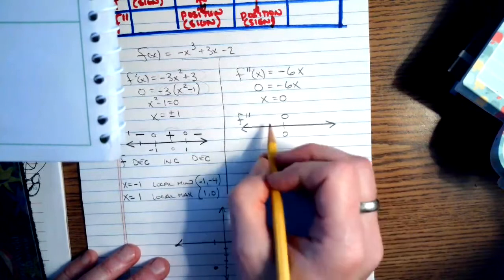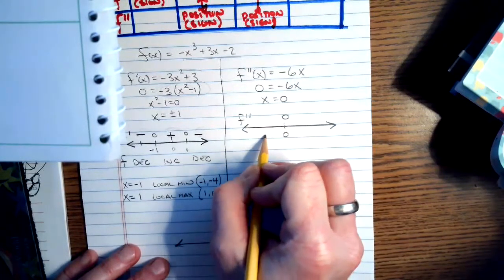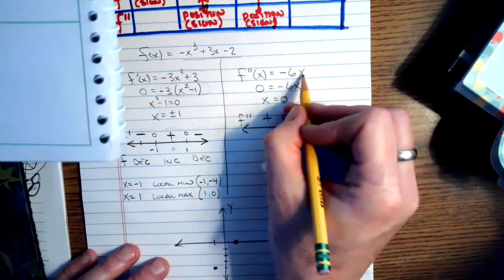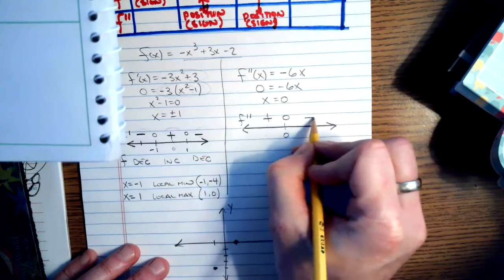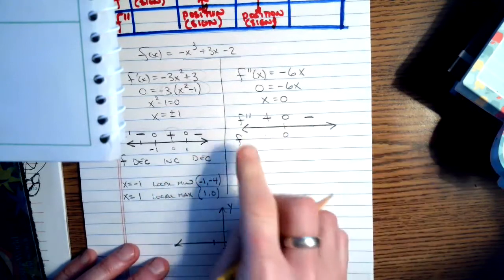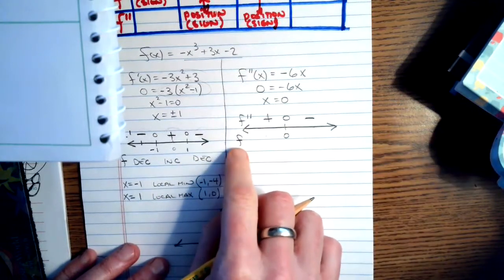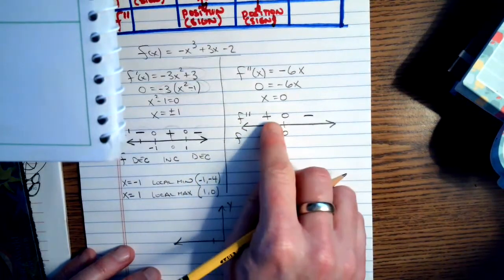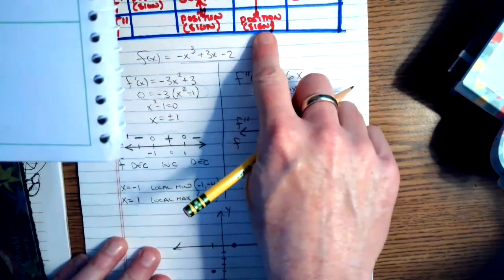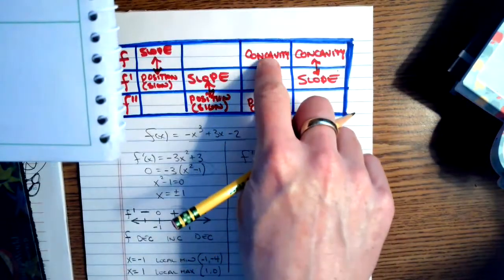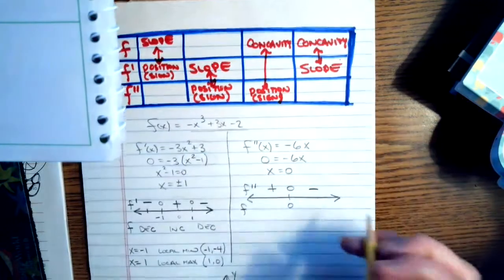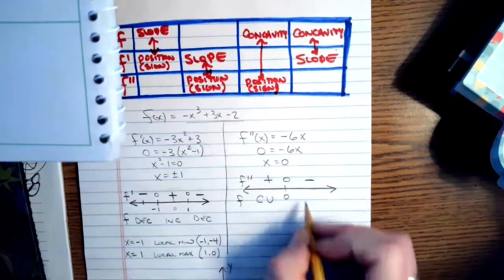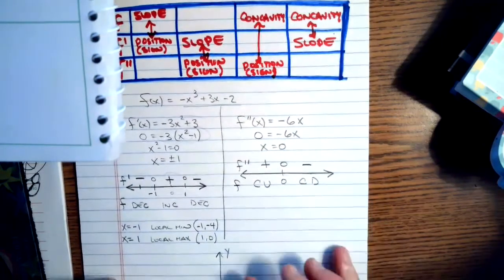Now let's test some points on either side. What about if I put a negative number into the second derivative? Well, I'm going to get a positive. And if I put a positive number into the second derivative, I'm going to get a negative. So what's that tell me about f? My goal really is to get a graph of f. If the second derivative is positive, then the original function must be concave up, and if it's negative, concave down. So this is concave up and concave down.